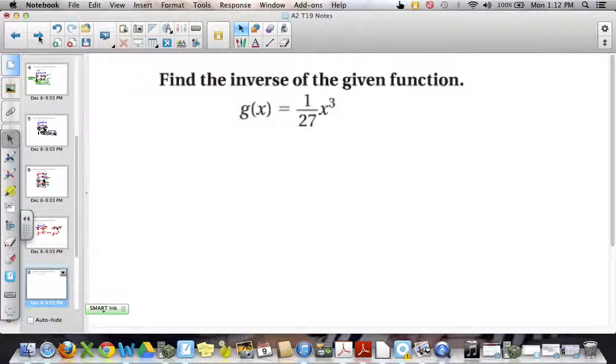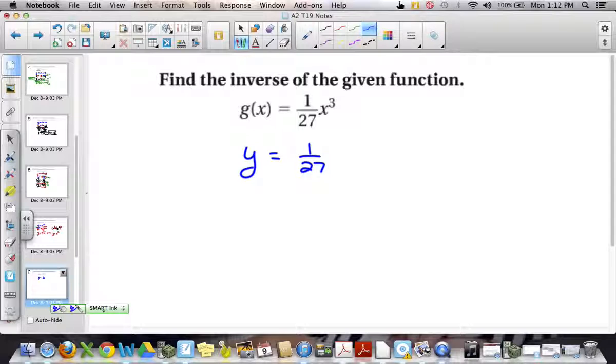All right, our next example. Same idea with this one. It's a power function. So we're going to start by replacing the g of x with a y. So we have y equals 1/27 times x to the 3rd power. So to write the inverse, we need to again switch the x and the y. So it's going to be x here, y here. So we would have x equals 1/27 times y to the 3rd power. And now we want to solve that so that it's a y equals equation.